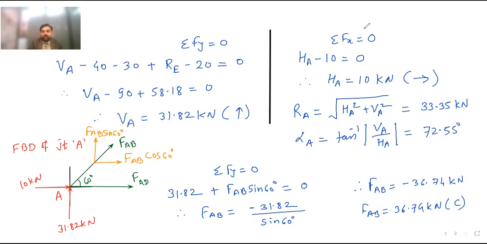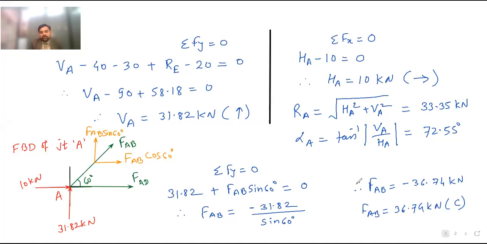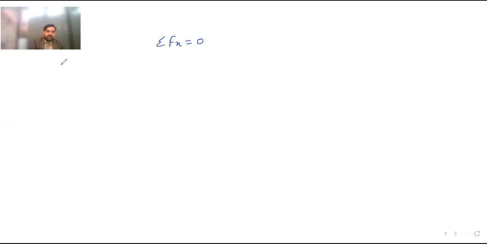So that is why what I will do now, I will apply summation fx equal to 0. Then forces, this 10 kilonewton is moving towards right, plus this FAD is also moving towards right, it is also plus, and then this FAB cos 60, it is also moving towards right, so this is also plus. So I will write 10 plus FAD plus FAB cos 60 is equal to 0. So this is the equation.